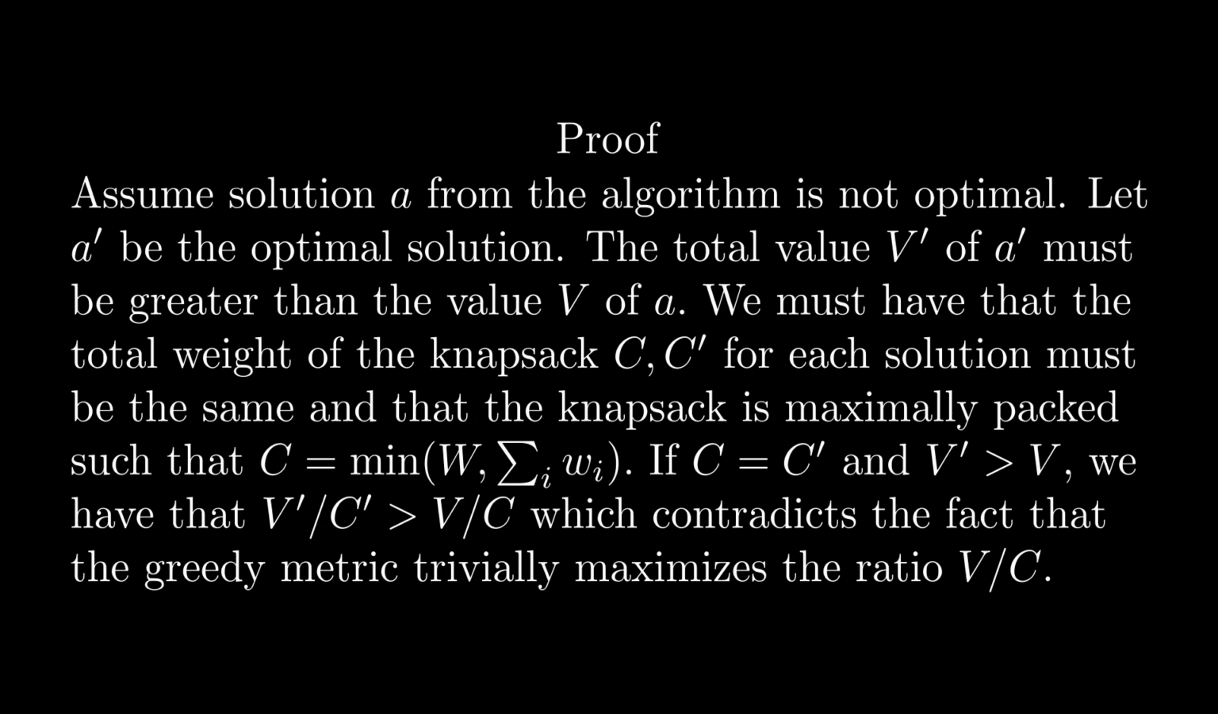Hence, since the total weight of items in the knapsack C' equals C for both solutions, and V' is greater than V, we must have that the overall ratio of items R' is greater than R. However, since the algorithm maximizes the ratio between value and weight by definition, this cannot be the case. Therefore, by contradiction, the solution obtained from this algorithm must be optimal.